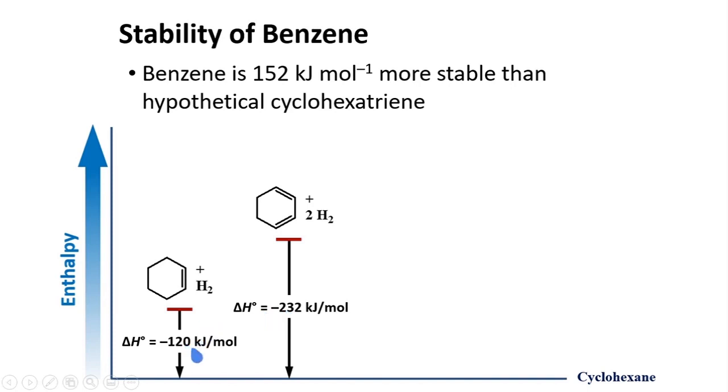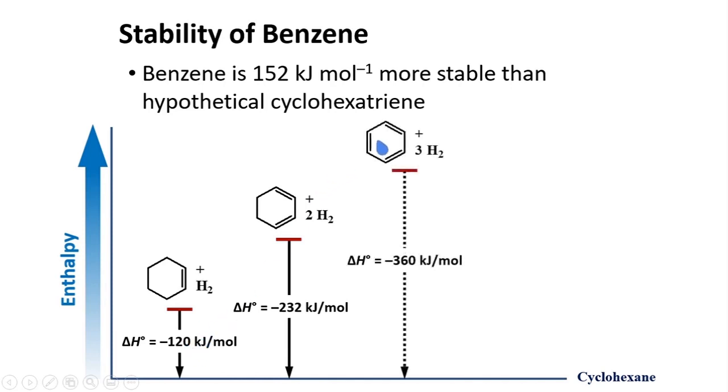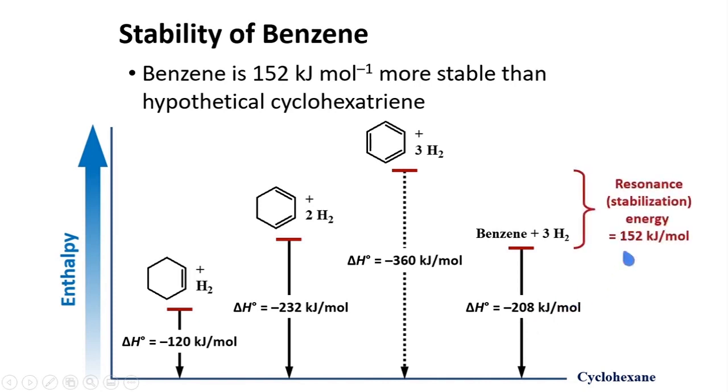Thus, it seems reasonable to think that if you have a cyclohexatriene, the amount of heat that should be released is about 3 times that of cyclohexene, about 360 kilojoules per mole. However, when the heat of hydrogenation of benzene was measured, it was only about negative 208 kilojoules per mole. This is lower than expected, and it was concluded that benzene is 152 kilojoules per mole more stable than the hypothetical cyclohexatriene. This amount is the resonance energy.